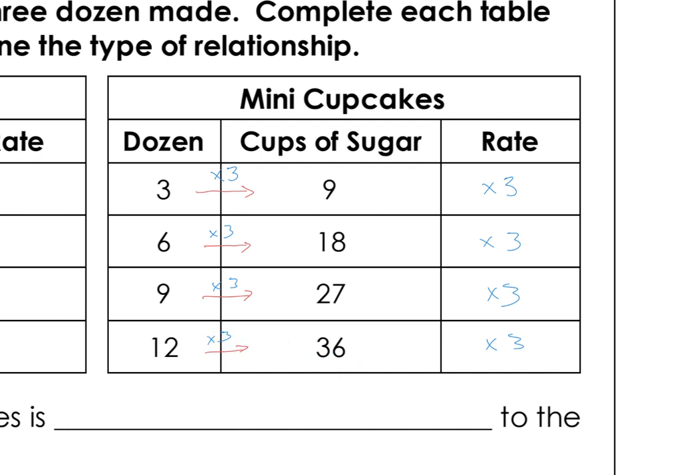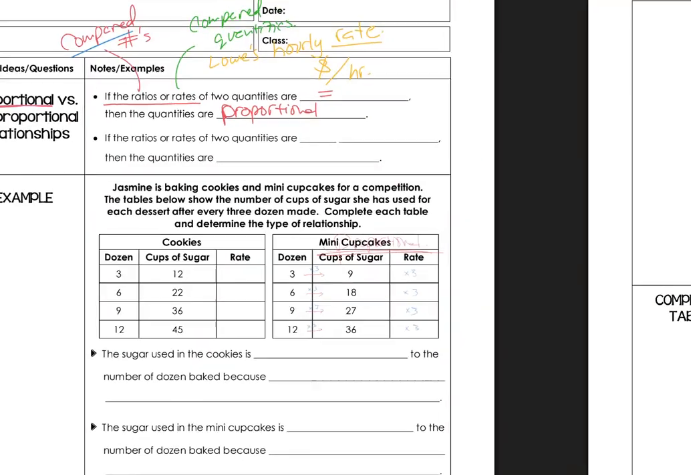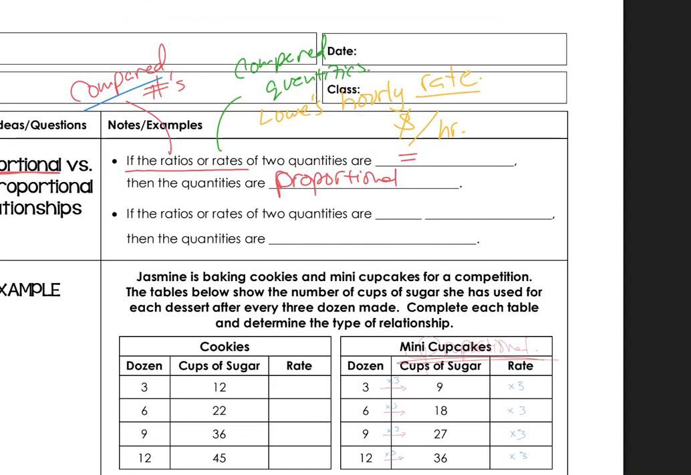So this is, in fact, proportional. Okay? And it's proportional because each time the rate is the same. All right? And if you're like, wait, what? If the rates of two quantities are equal, then the quantities are proportional. Boom, there's your example. And then now hopefully you see where this is going.